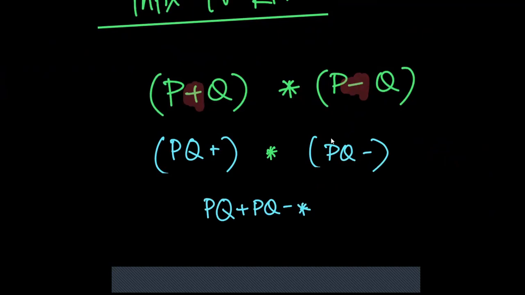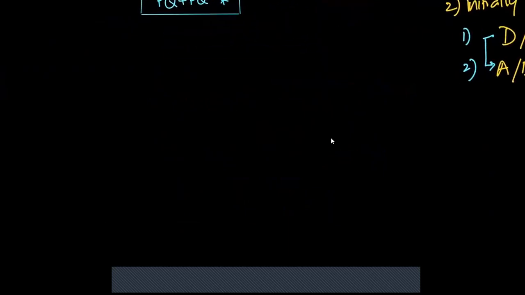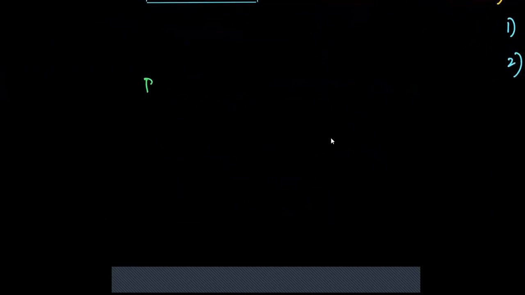And finally, that's going to be your RPN notation. All right, so that's going to be your RPN notation. Let's go ahead and do another RPN. Consider the following expression. Plus Q times M minus R minus P.